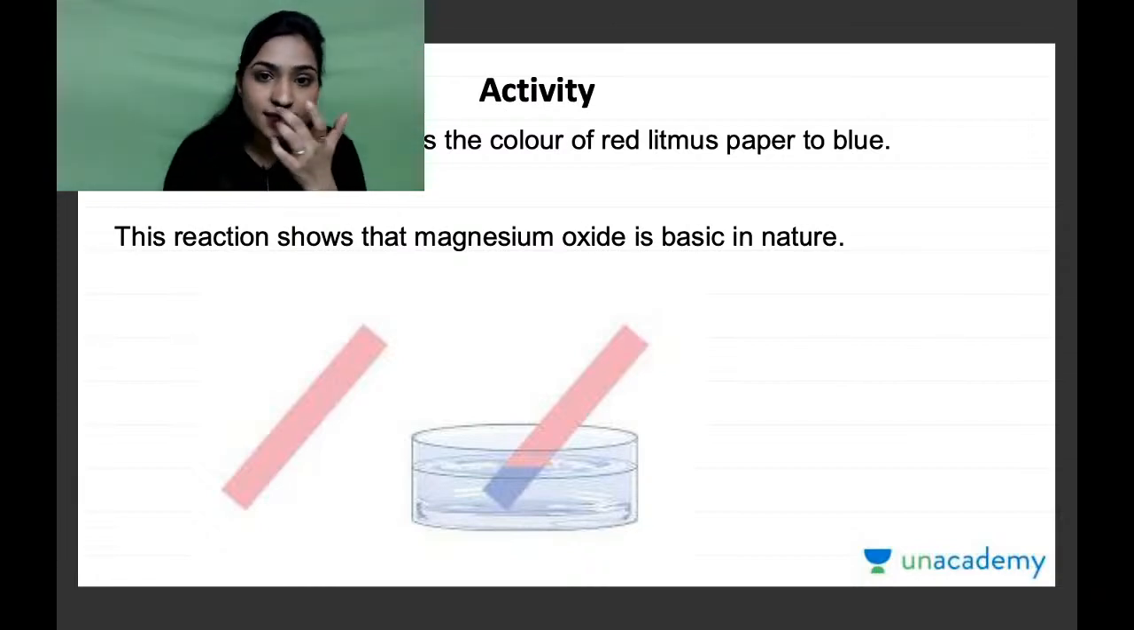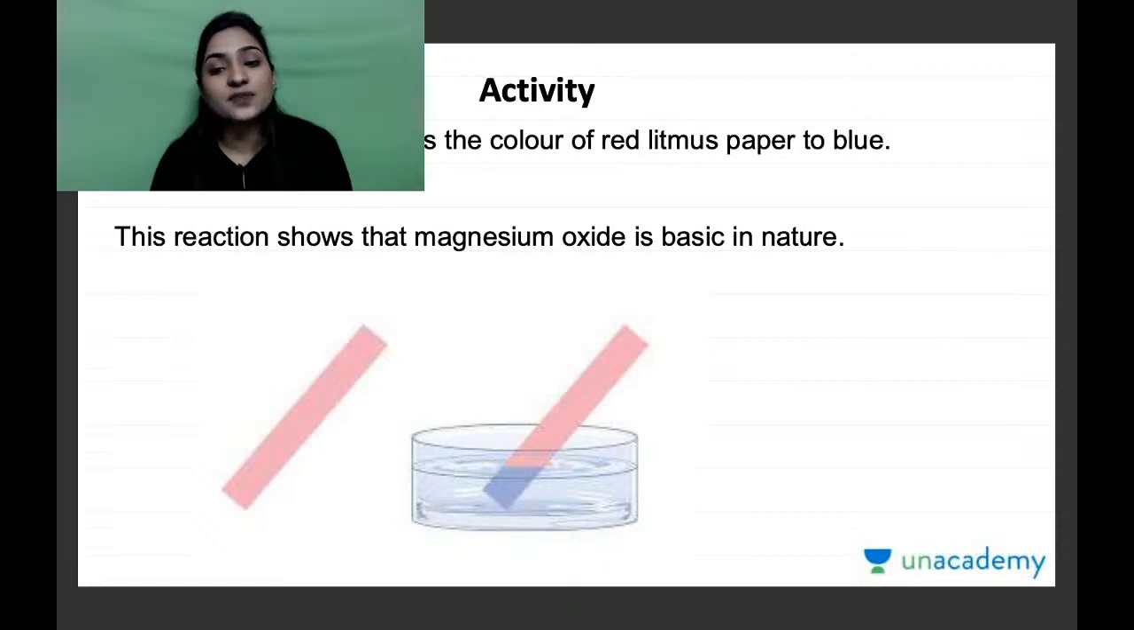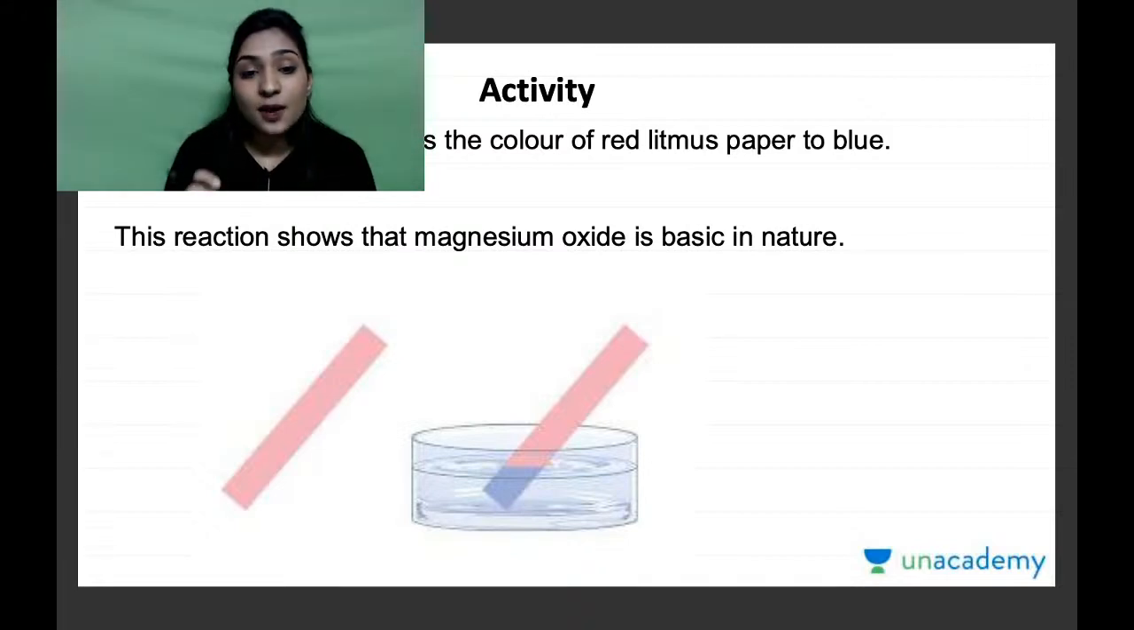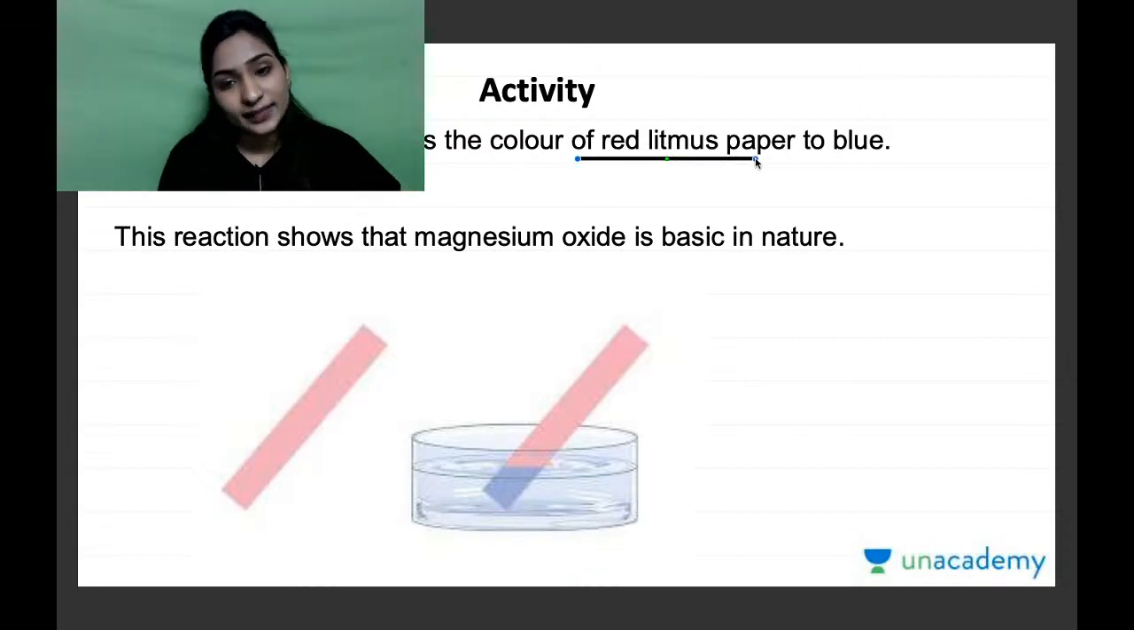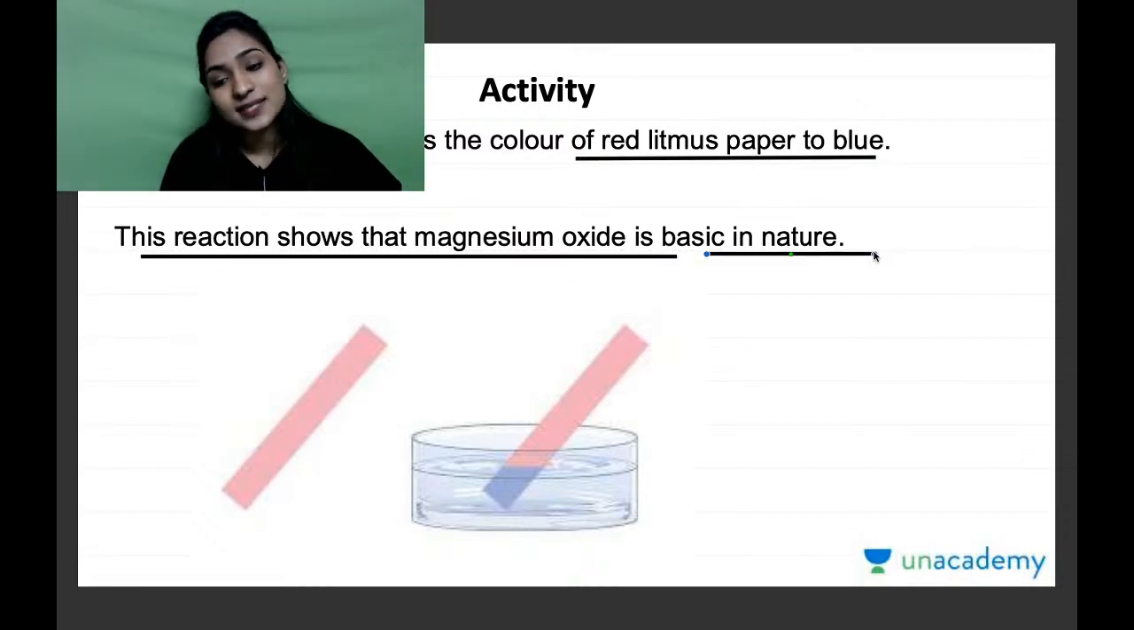You have already studied in the chapter acids and bases. Yes, so there are few things which are acidic in nature and there are few things which are basic in nature. तो अगर red litmus paper blue हो जाए तो that means this magnesium oxide is basic in nature. तो जब हमने इस पे red litmus paper का टेस्ट किया तो वो blue हो गया. This reaction shows that magnesium oxide is basic in nature.